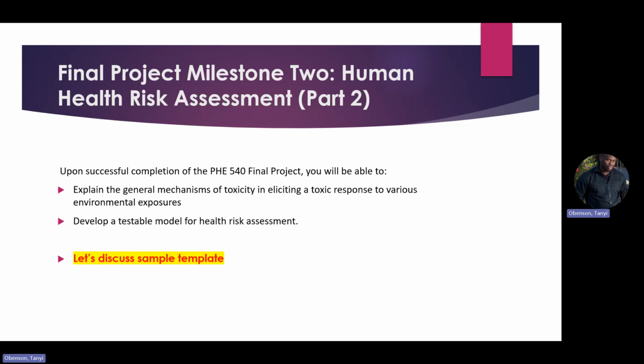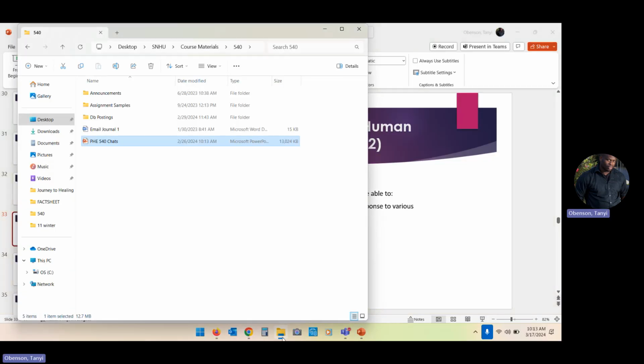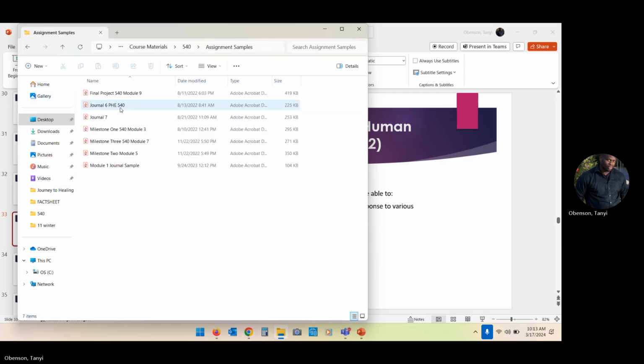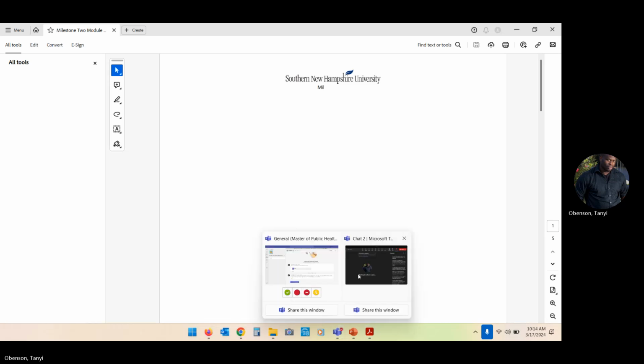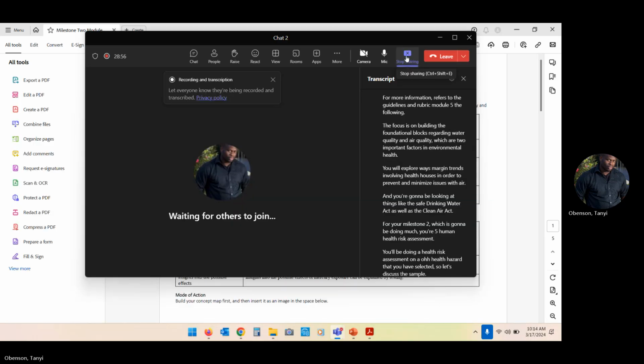For your milestone 2, which is going to be doing module 5, human health risk assessment, you'll be doing a health risk assessment on a health hazard that you have selected. So let's discuss a sample. So here's a sample.